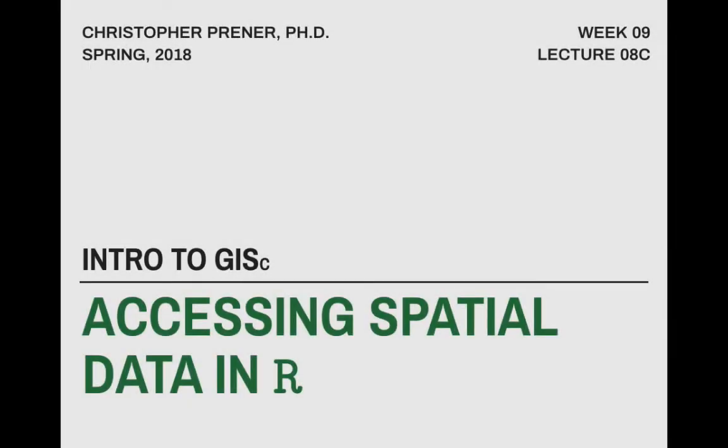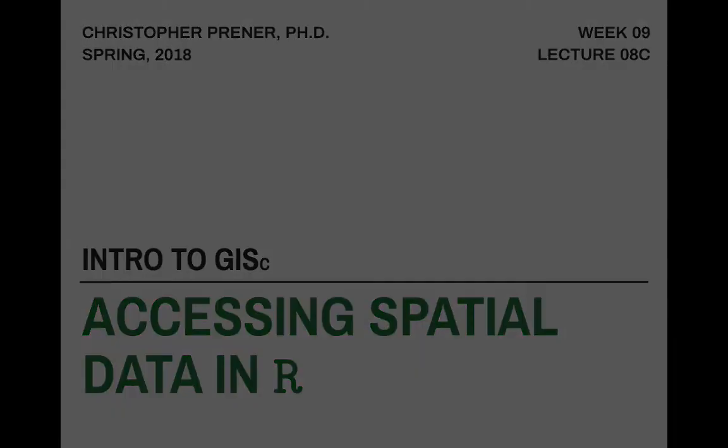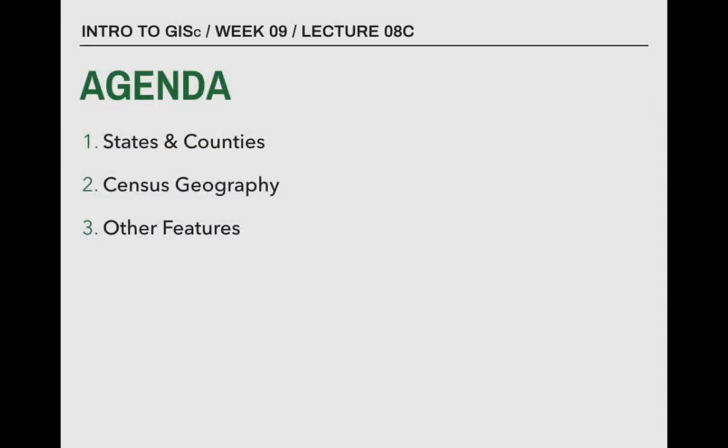This is the third video associated with Lecture 8, and this video focuses on accessing spatial data in R, so geometric data that can be used for mapping. We're going to talk about accessing three types of data: data on states and counties, data on census geography, so census tracts, block groups, and blocks, and then other features that are available through the package we'll be focusing on, tigris.